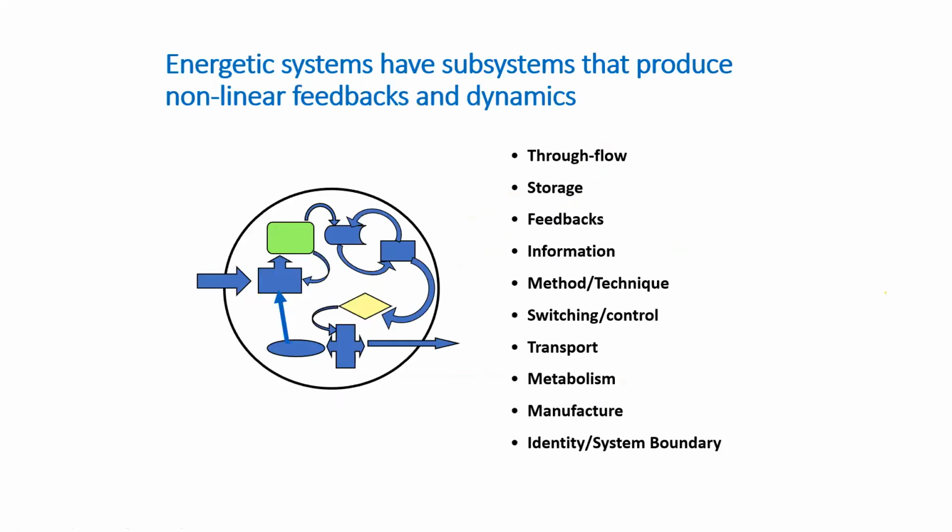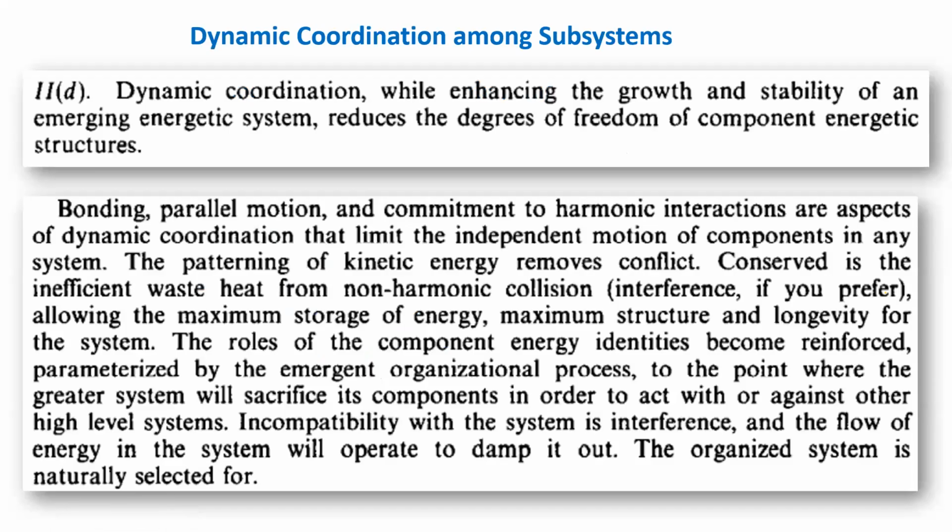So energetic systems have subsystems, and there are many important subsystems. James Grier Miller in the 1970s wrote something called living systems theory. And I'll try and find links to that to put on the website. But some of the most important have to do with storage, switching, transport, internal metabolism in living systems. And importantly, we're going to look at feedbacks. So the dynamic coordination among the subsystems is critical for the stability of the organism or the organization.